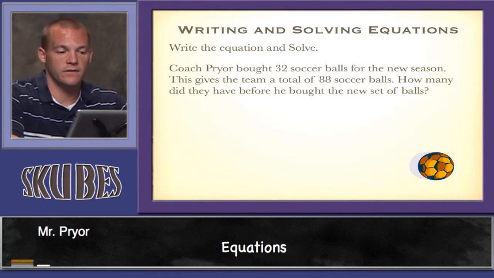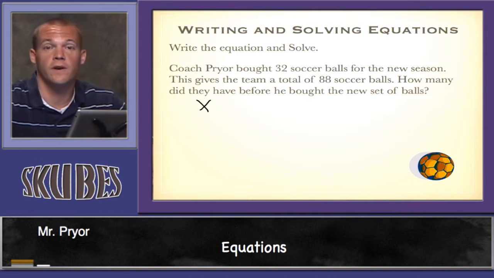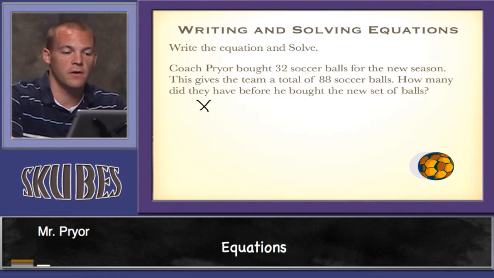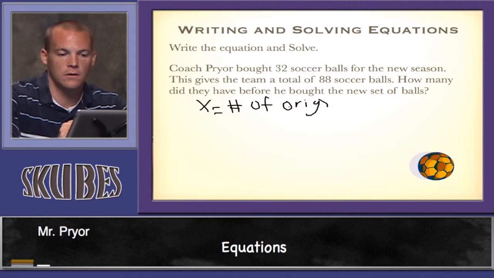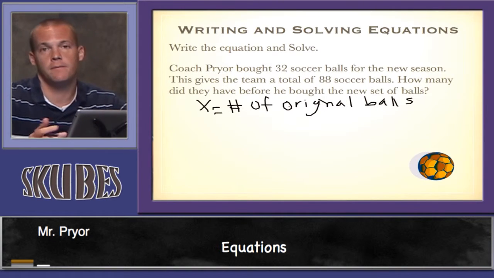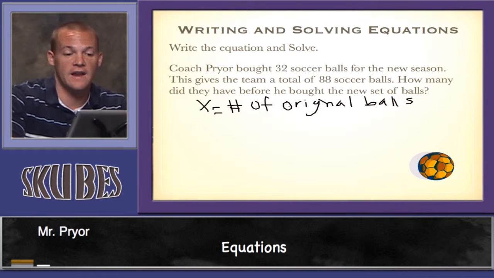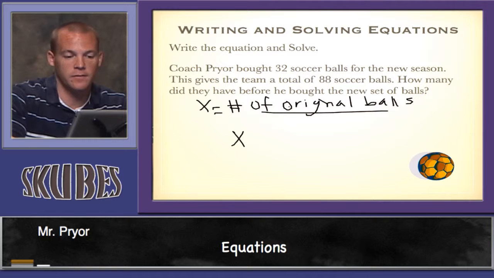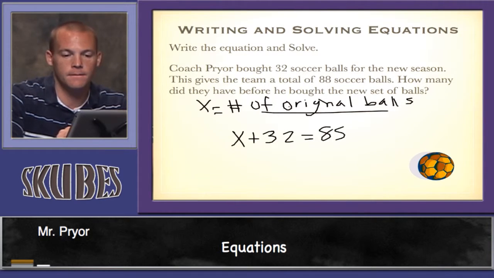So what we have to figure out is what to do with our variable, what operation. Well, of course, if you're trying to combine the number of balls that we had to begin with, that's what our variable is, number of original balls, with the newly purchased balls, which was 32, then that basically becomes addition, because you're going to add your original set to the newly bought set. So that's going to be x plus 32, which gives us the grand total of 88.